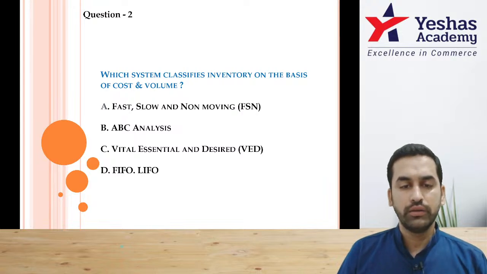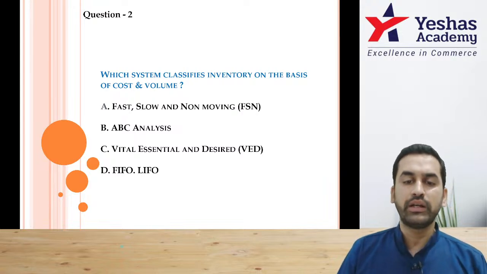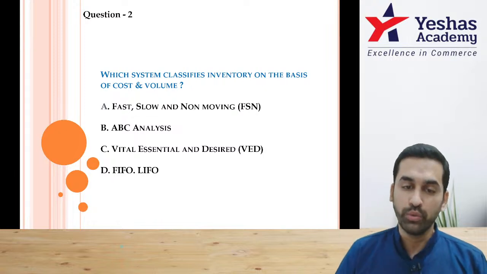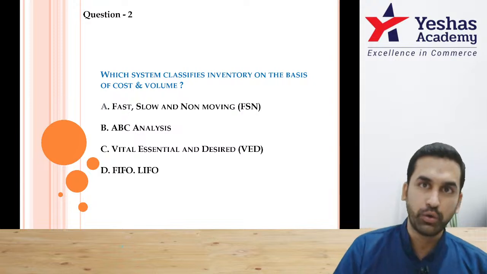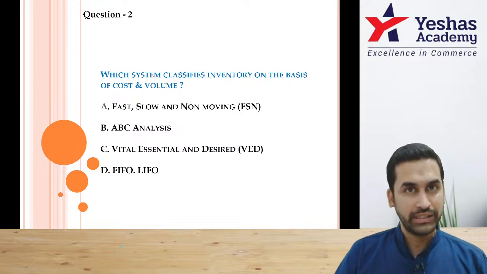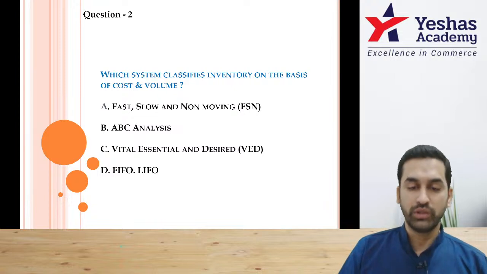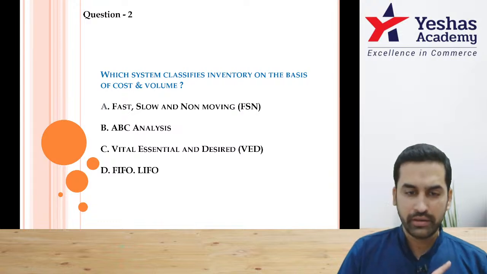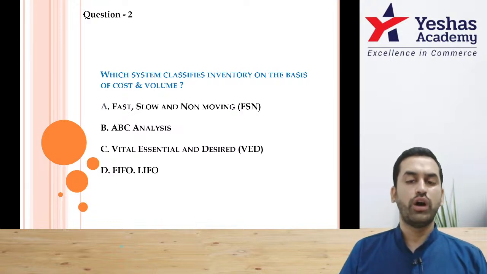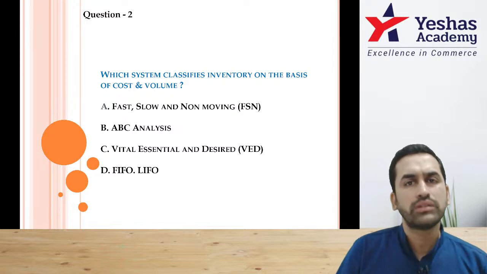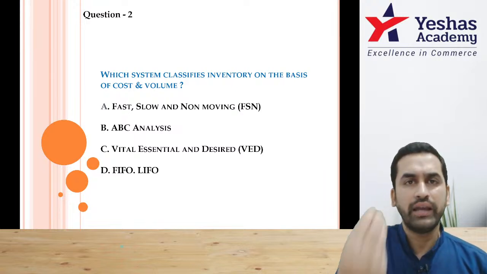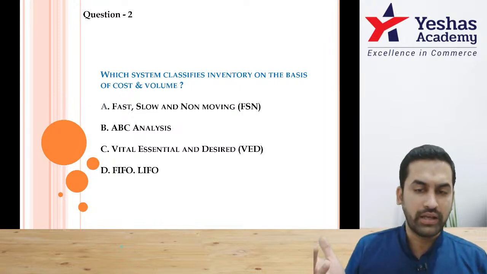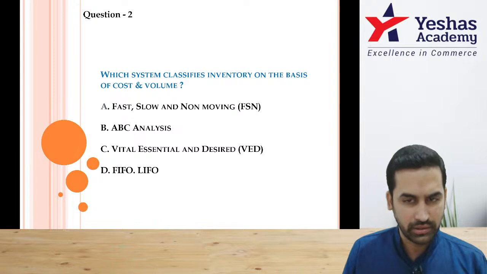Which of the below systems classifies inventory on the basis of cost and volume? Please understand properly. Go slow. Cost and volume. Cost meaning rupee. Volume is units, kg, liter, meter. Option A, B, C, D if you see. Fast, slow and non-moving. Think for a minute. Fast moving, slow moving, non moving is not based on cost. It doesn't matter whether it is high value item, low value item. Is it moving fast? Is it moving slow? That's all we ask. That means option A is the wrong answer.